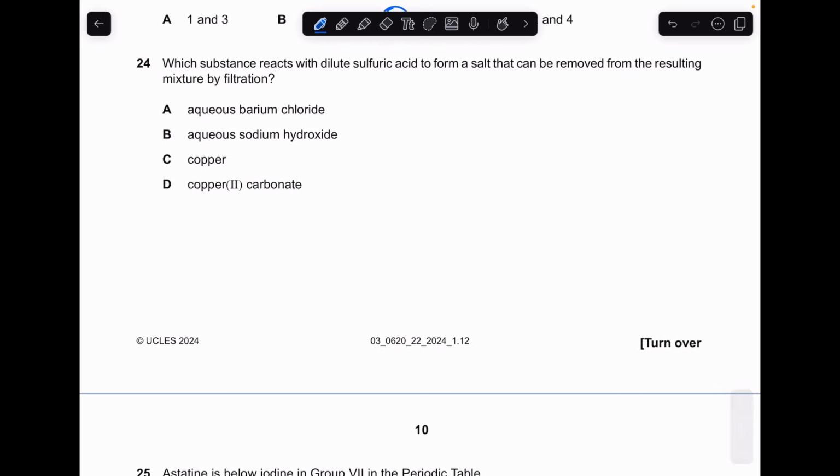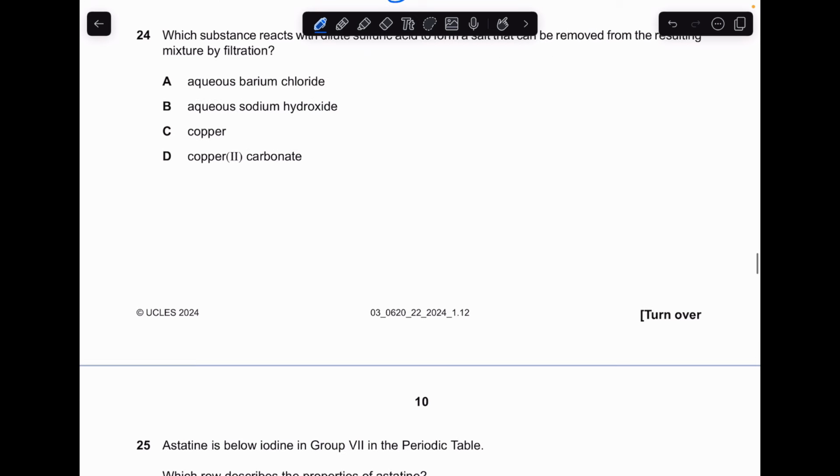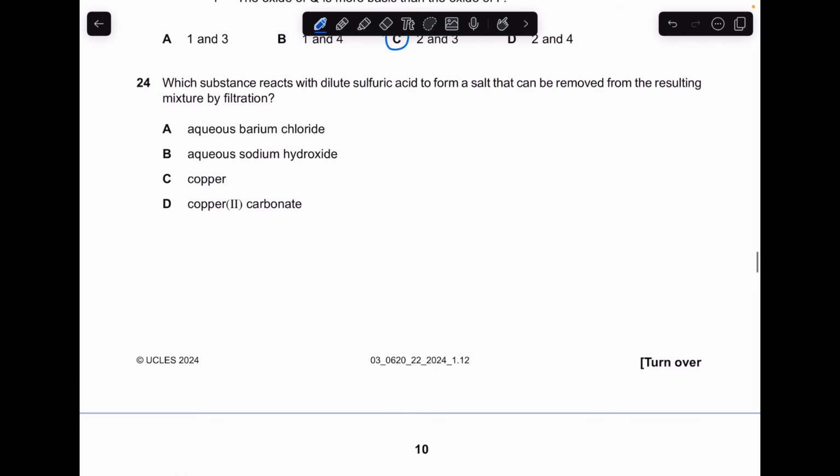Question number 24. Which substance reacts with dilute sulfuric acid to form a salt that can be removed from the resulting mixture by filtration? So if you recall, filtration means it's going to separate a solid from the solution. And how to form a solid, if we go through all of the other reactants in the options, it can't be copper, because we get copper sulfate, which is soluble, or copper carbonate, no. Aqueous sodium, no, we get sodium sulfate, which is also soluble. The correct answer is barium, because barium sulfate is an insoluble salt, so you can remove it by filtration.